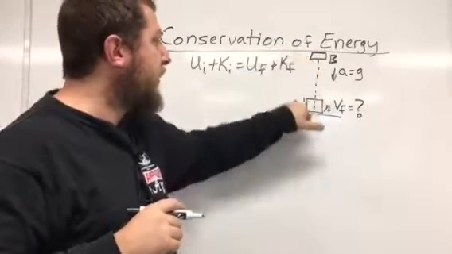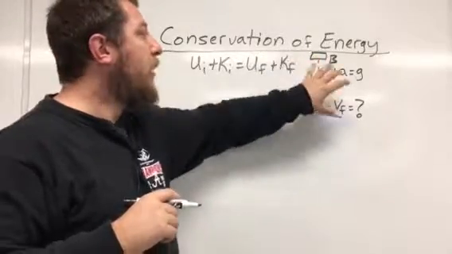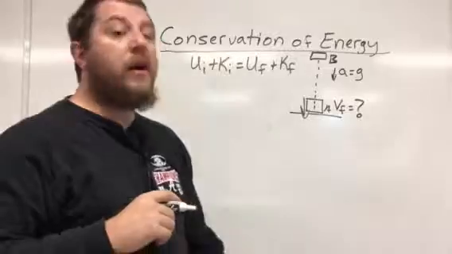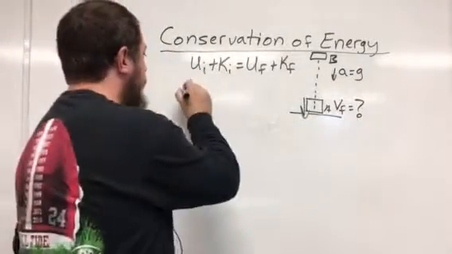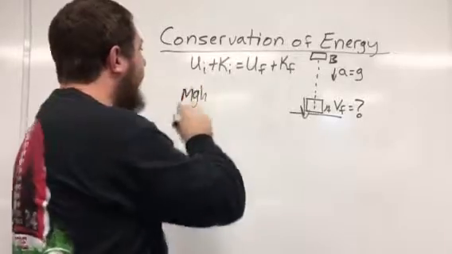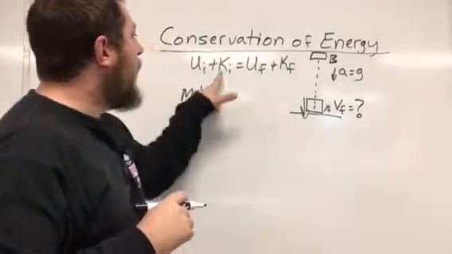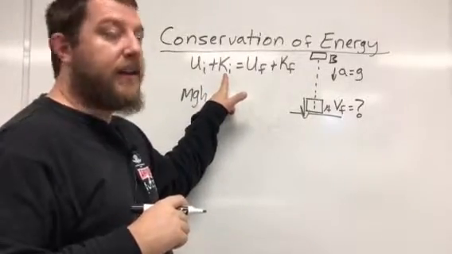Before the brick is released, it has potential energy mgh, where h is the difference between B and A. So here I'm going to write down mgh. It has potential energy mgh initially present in the system. Before it falls, it's at rest, so it doesn't have any kinetic energy.